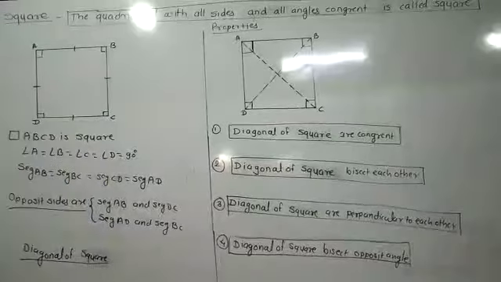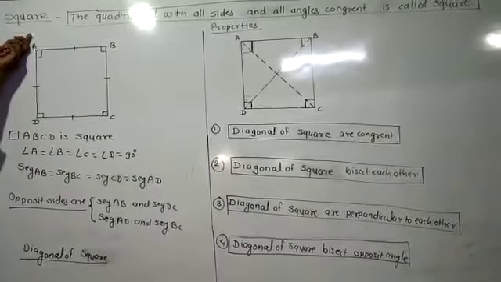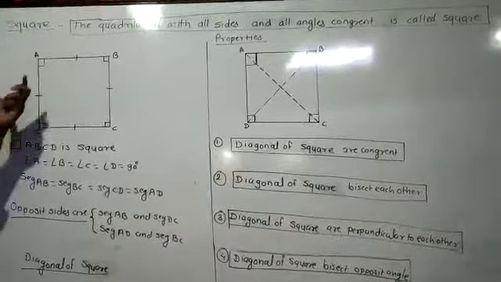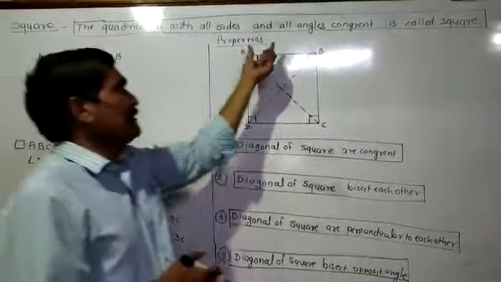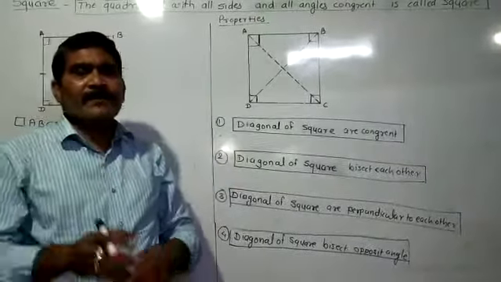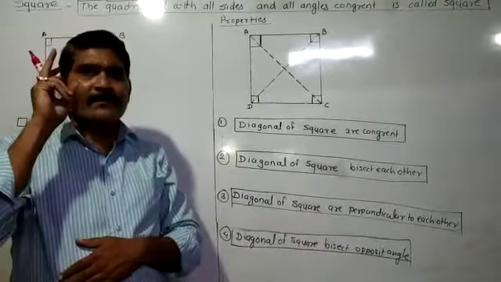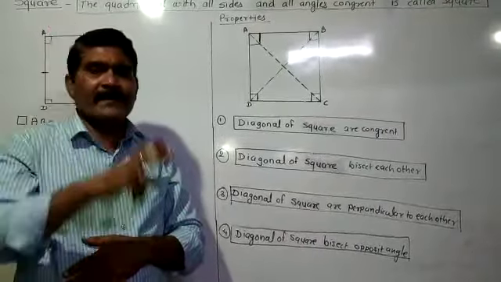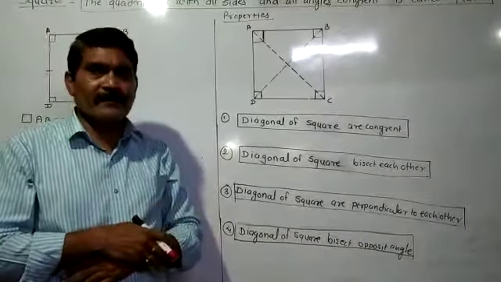Start with the next quadrilateral, the square. What is the definition of a square? The quadrilateral with all sides and all angles congruent is called the square. The definition of the rectangle is different, the definition of the square is different, the diagram of the rectangle is different, the diagram of the square is different.